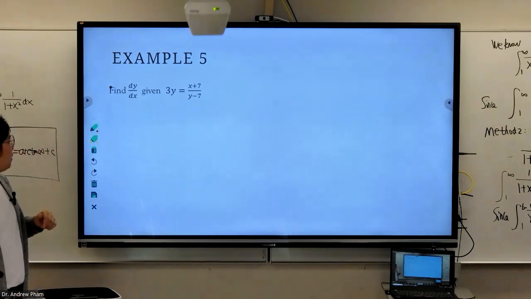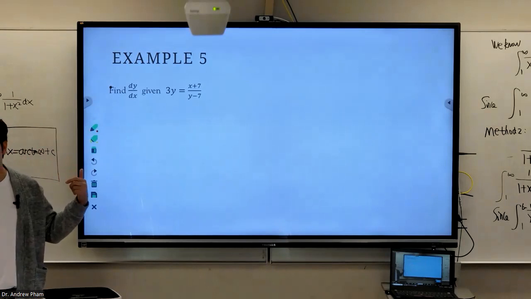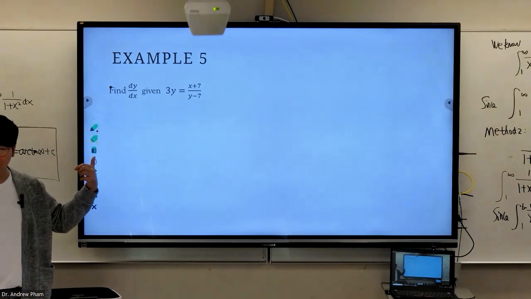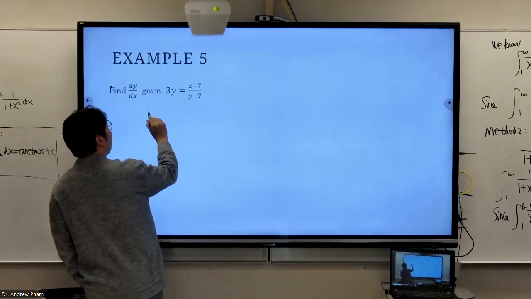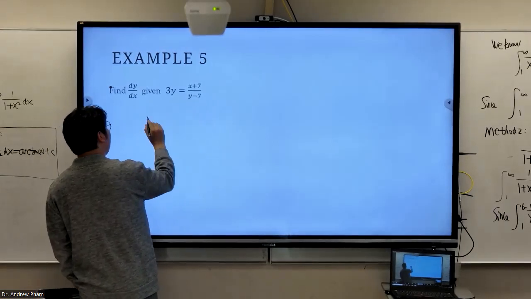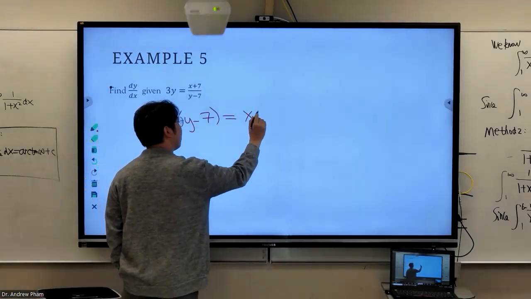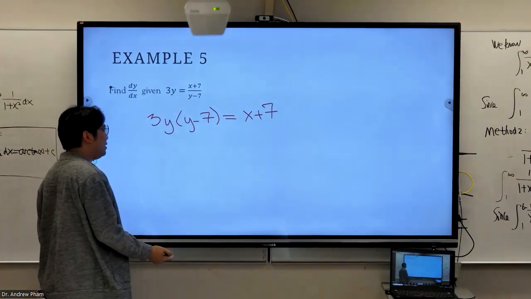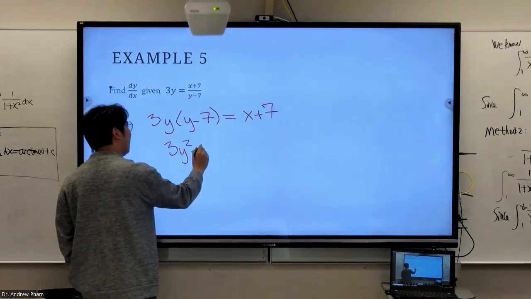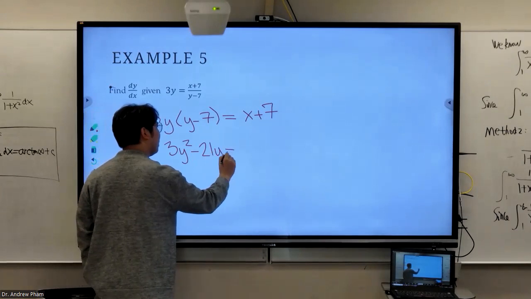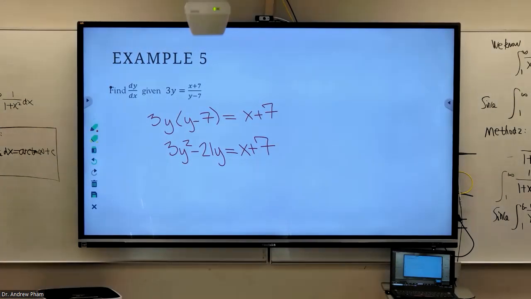If I look at this, there's not much stopping me from multiplying the left and the right by y minus 7, for example. So if I multiply the left and the right by y minus 7, technically I could write this as 3y times (y minus 7) is equal to x plus 7. And if I want to do it a little bit nicer, let's go ahead and distribute this 3y, giving me 3y squared minus 21y is equal to x plus 7. All right, sounds great and all.